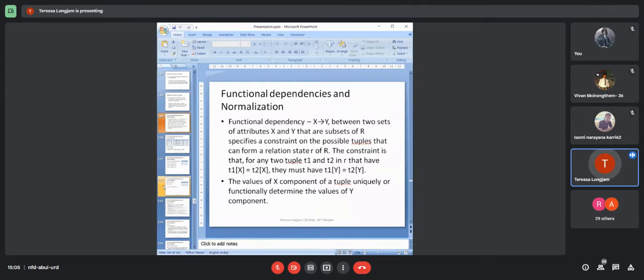Okay, so far in the previous classes we have seen how to write queries using SQL, and then we have seen relational algebra and relational calculus, by using which we can again retrieve information from the relational model. So from today we'll see functional dependencies and normalization. So why are we going to learn functional dependency and normalization?